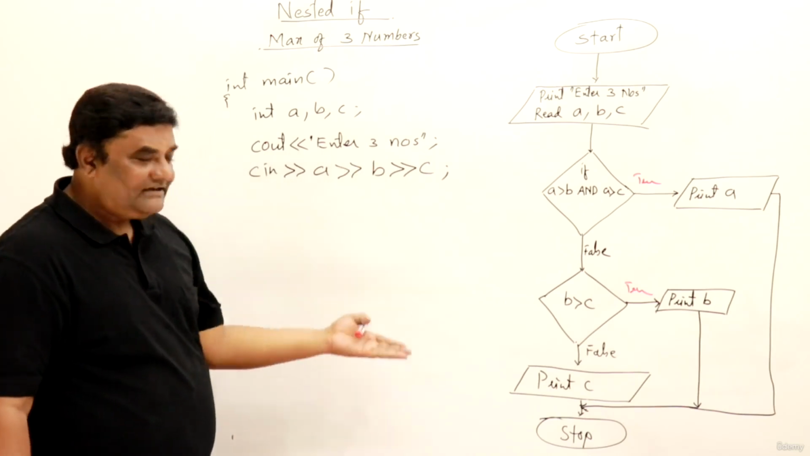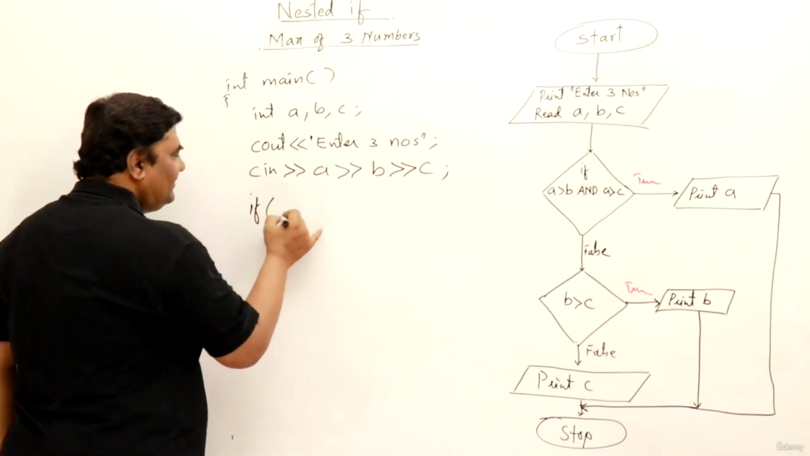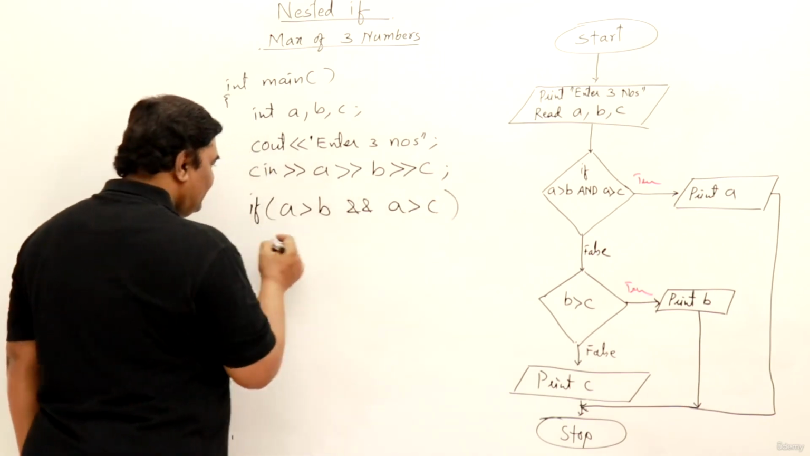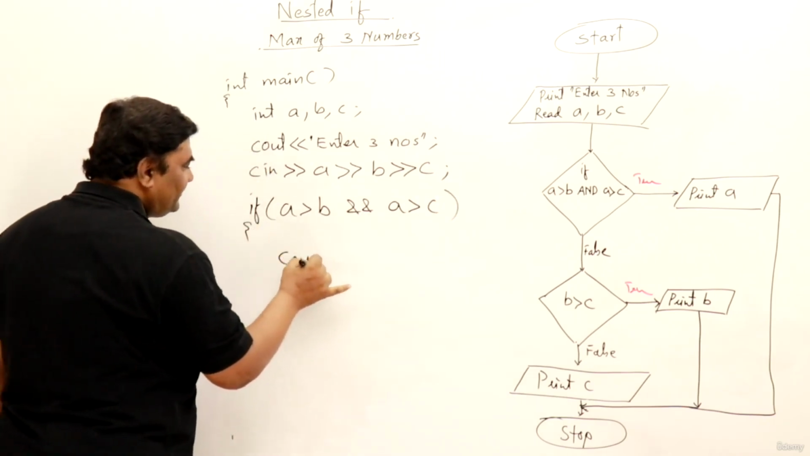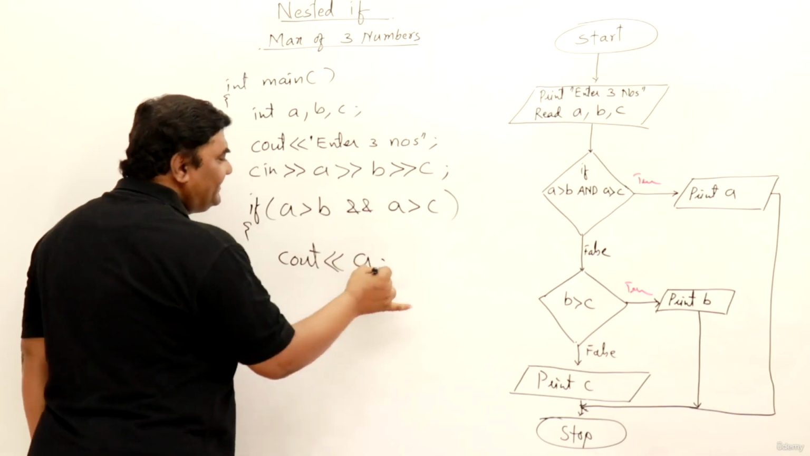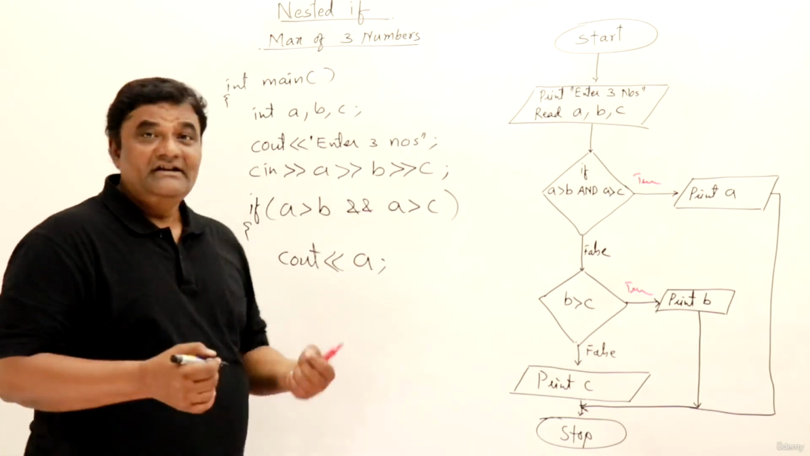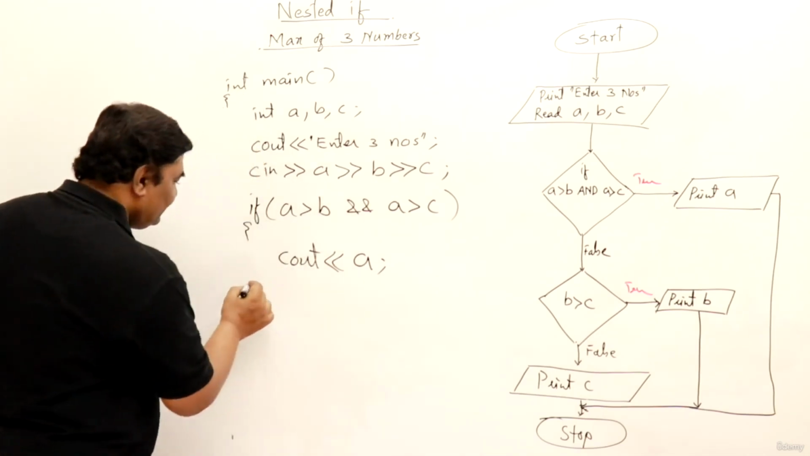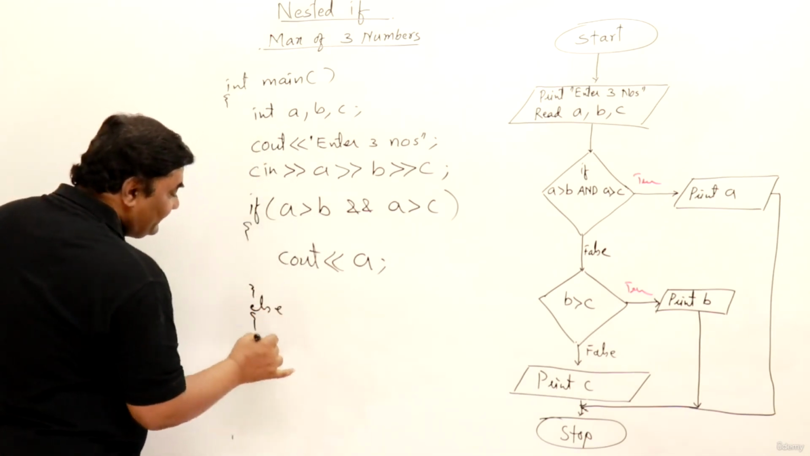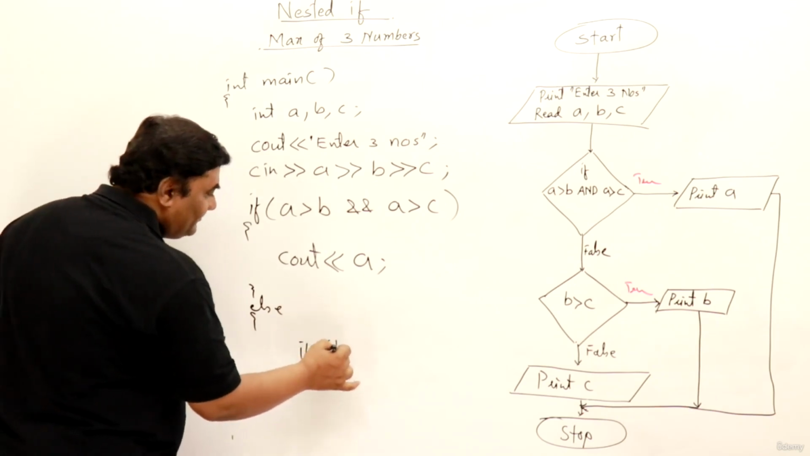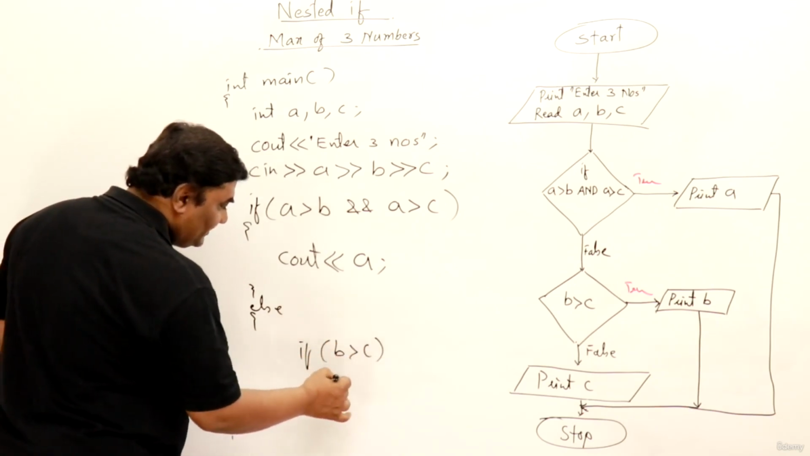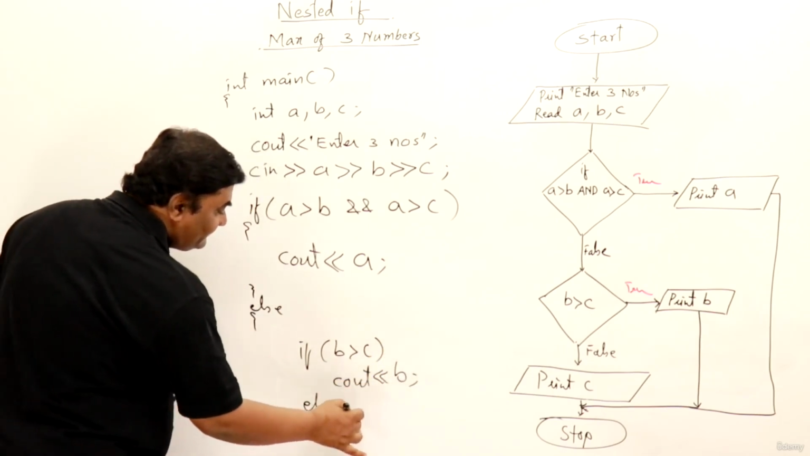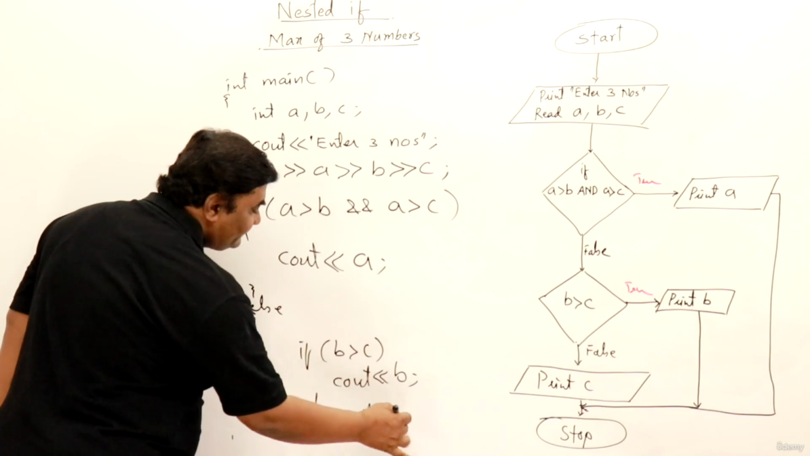Now, I have to write down the conditional statements. If A is greater than B and A is greater than C, then I have to print, that is cout, just A. So actually I am not giving a message, I am just displaying the greater number, that's all. So on the screen only the number will appear. Next, else. Inside else, again check if B is greater than C. If so, cout B, else, cout C.